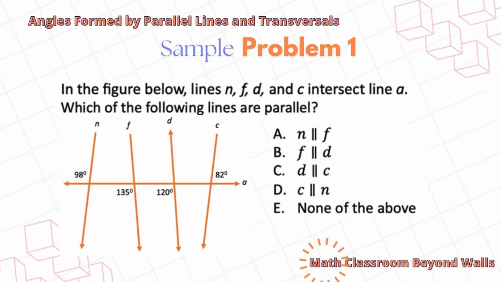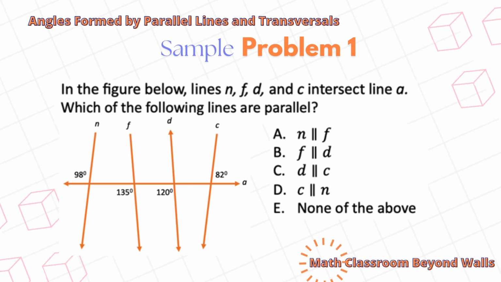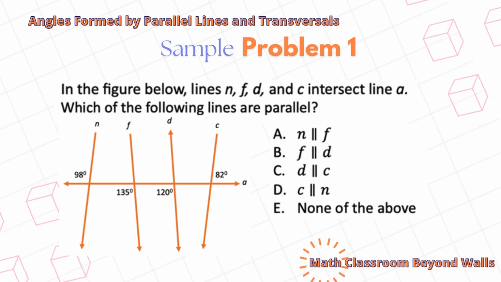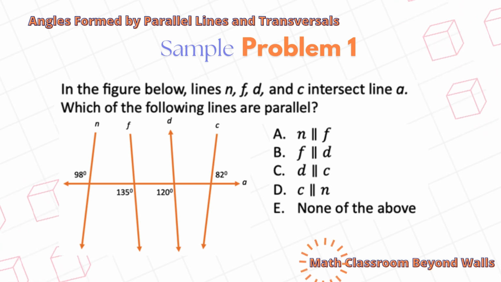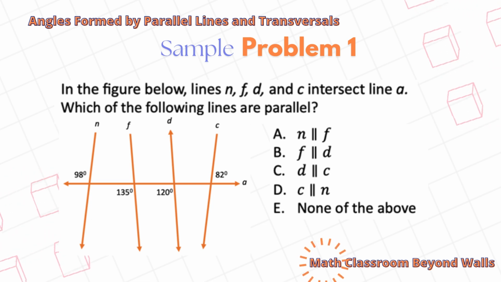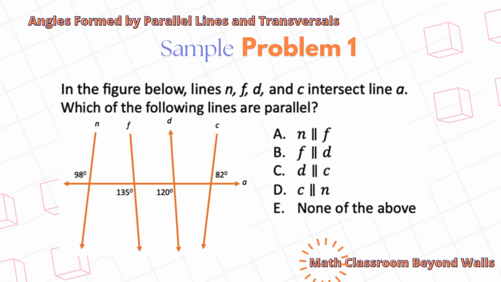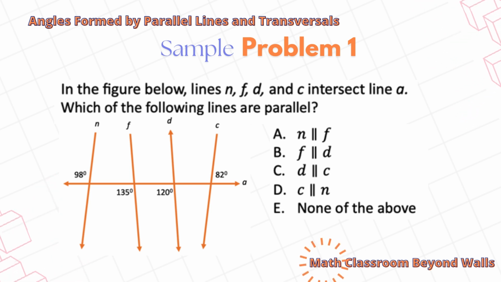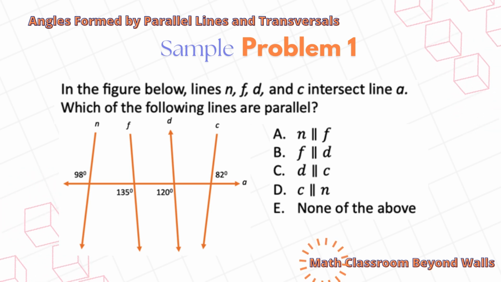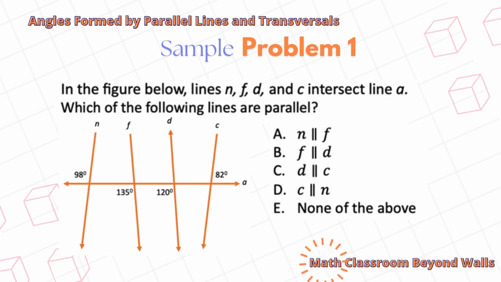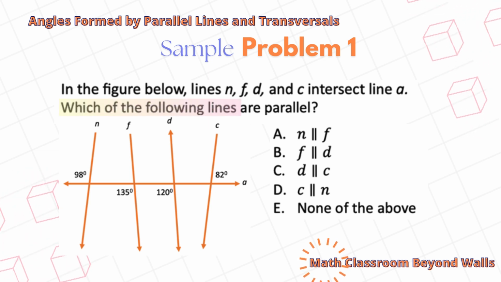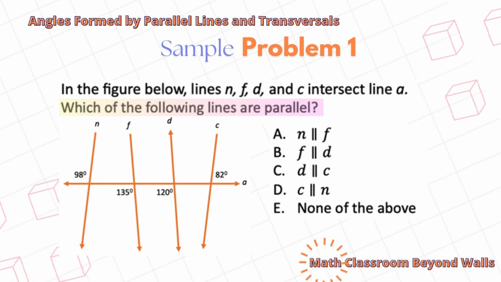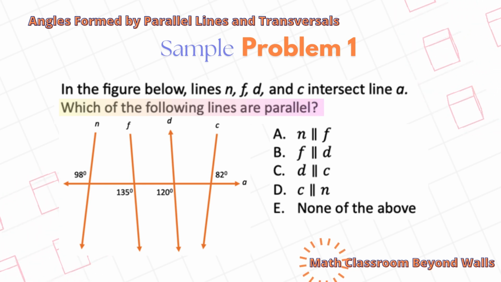As usual, we begin by reading the whole problem and may read it several times when needed to know what we are looking for, to determine what are given, and to figure out how the given information help find what we are looking for. What are we looking for here, learners? You're right. We are to determine which lines intersecting line A are parallel.